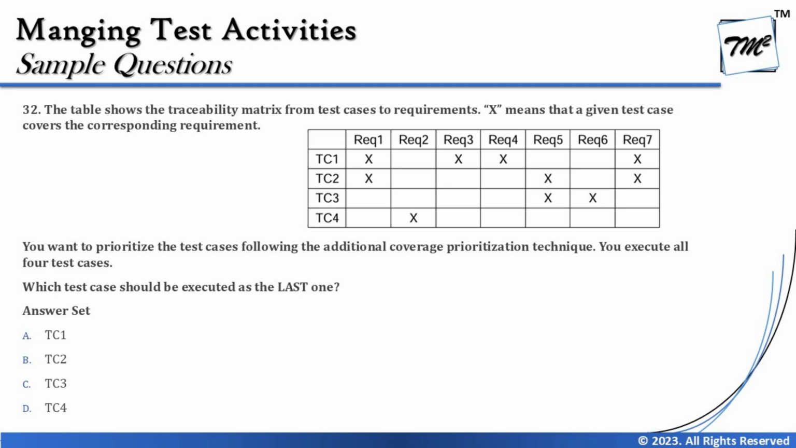The next question we have is question number 32. And this says the table shows the traceability matrix for the test case to requirements. And we pretty much have seen this, where X means that a given test case covers the corresponding requirement. If you quickly see the table, we have 7 requirements and 4 test cases written for that. Test case 1 is covering multiple of them. Same way test case 2 is covering a few more requirements, and test case 3.